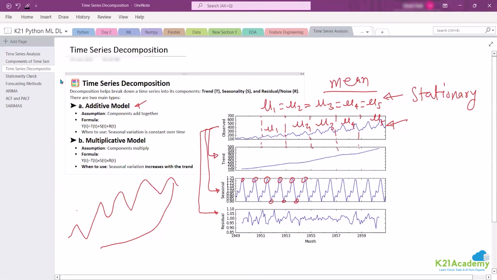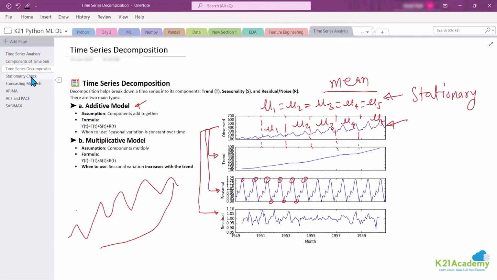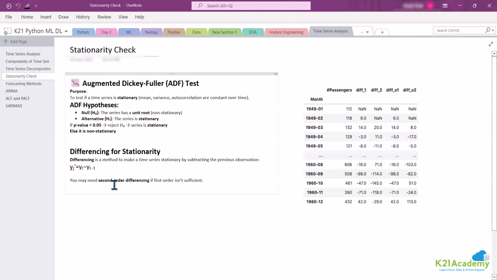Now if you want to check by a standard statistical method, there is a method called the augmented Dickey-Fuller test. Dickey and Fuller are two different scientists. The augmented Dickey-Fuller test is used to check whether the time series data is stationary or not.